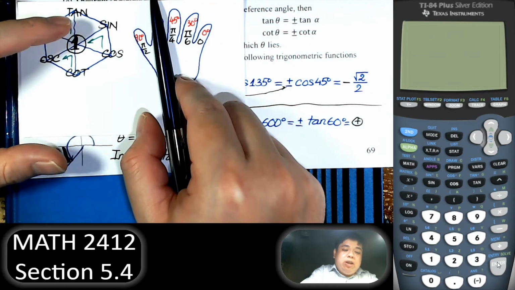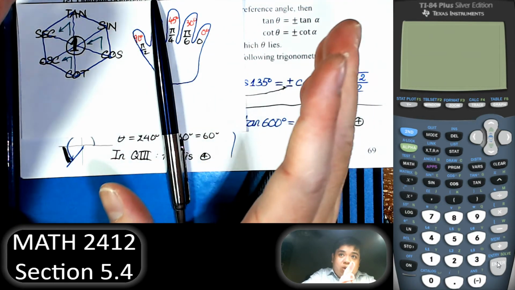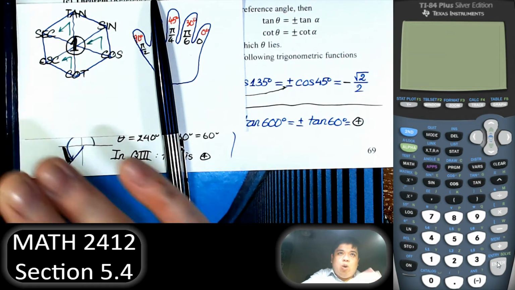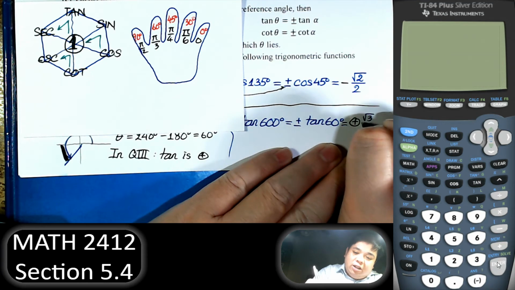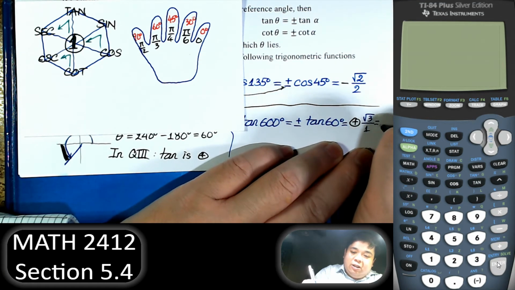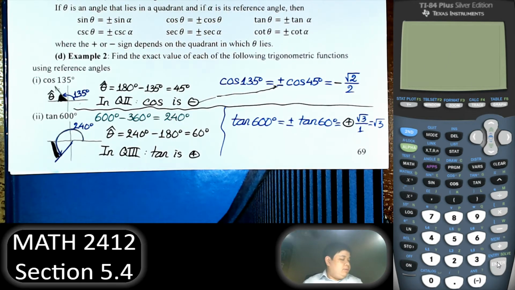So tangent will be the square root of the number of fingers on the right over the square root of fingers on the left, or sine over cosine. So we have square root of 3 fingers on the right, 1 on the left. Just square root of 3.